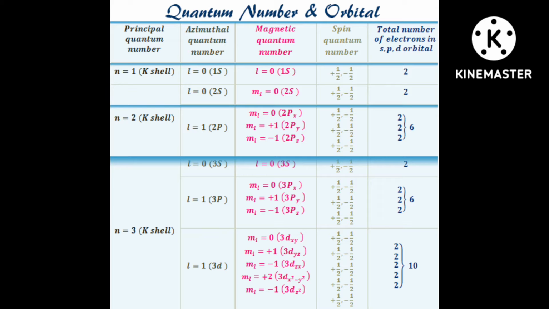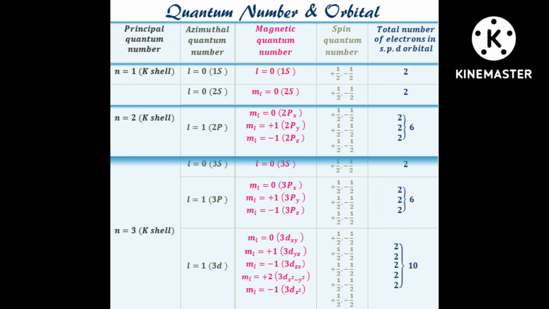One more thing: with the increase in the value of n, the number of allowed orbitals increases and is given by n square. The formula is direct. In any orbit, in any shell, you can directly calculate how many orbitals there are. The formula is n square. If n is equal to 1, how many orbitals will there be? n square means 1 squared, which is only 1. If n is equal to 2, then the total number of orbitals will be 2 squared, that is 4.